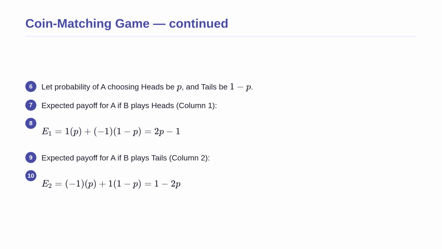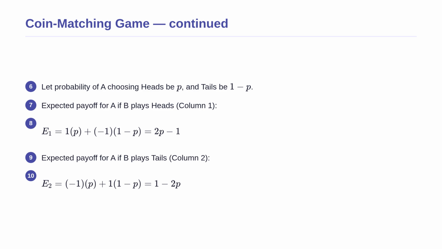Let us assign a probability p to player A choosing heads, which means the probability of choosing tails must be 1 minus p. If player B decides to play heads, player A will win 1 with probability p and lose 1 with probability 1 minus p. We calculate the expected payoff E1 by multiplying the outcomes by their probabilities, giving us 2p minus 1.